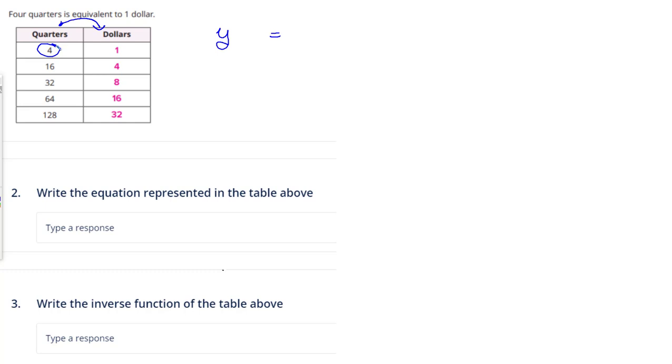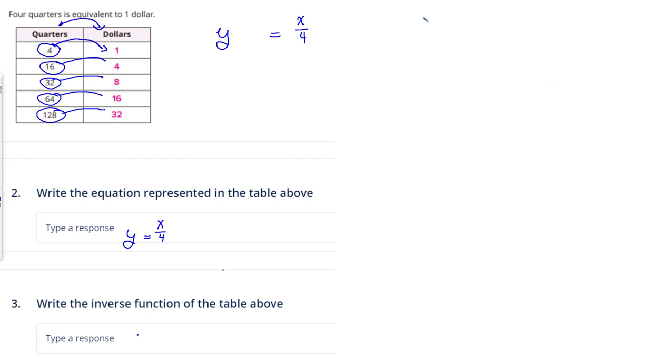What do I need to do? What operation can I do to 4 to get to 1? And 16 and get to 4? That would work all the way through. Divide by 4. So x divided by 4 is the equation that represents the table.